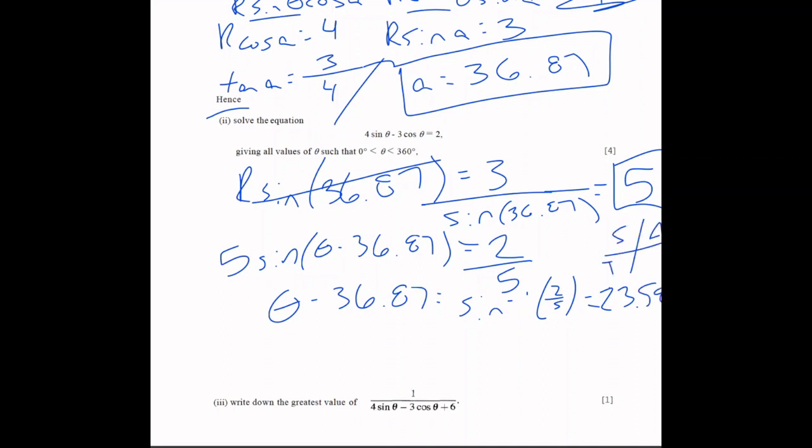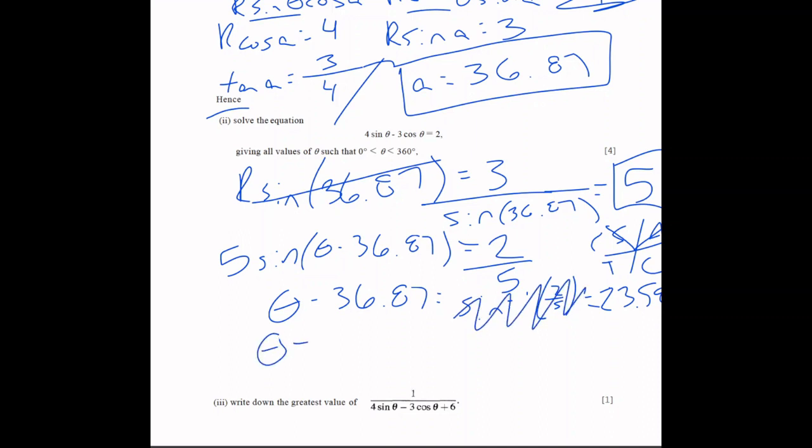My answer is within this quadrant. My other answer is within this quadrant because sine is positive. So that would be the distance between here and here, the distance between here and here. I would do 180 minus 23.58. So our other answer is 156.42. So I have theta minus that equals that.